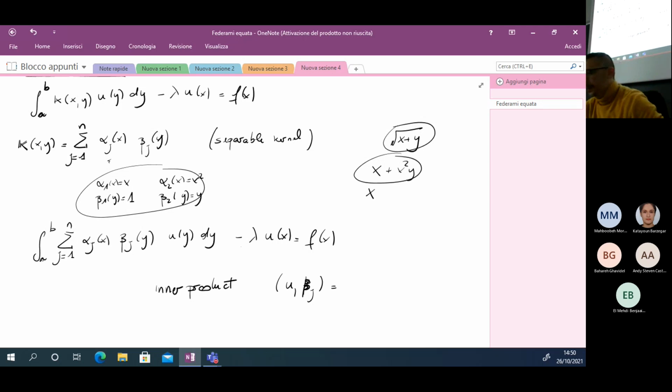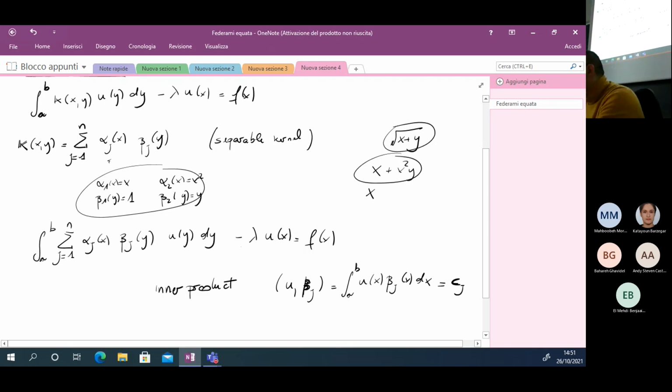Integral between a and b of u of x and beta j of x in dx. That's correct. This is an integral. This is going to be a number. So let me call this number c j.